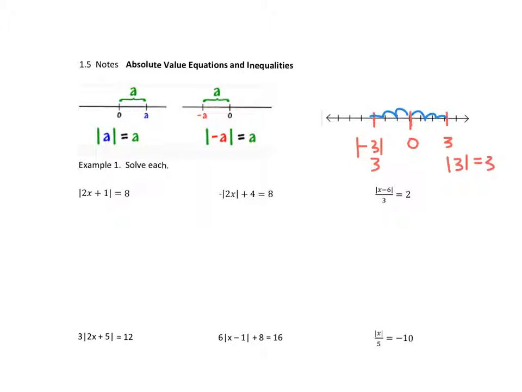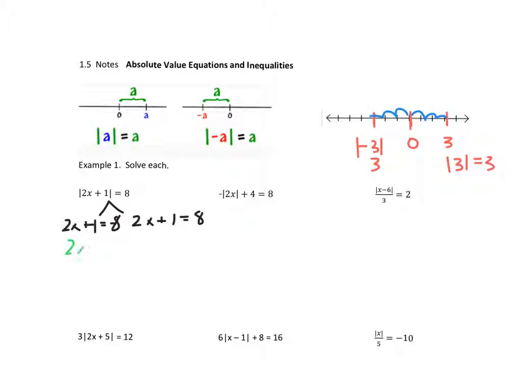So when you solve an absolute value equation, what you want to do is isolate the absolute value and then break it off into two equations, because inside here could be an 8 or a -8, because the absolute value of 8 is 8 and the absolute value of -8 is 8. So at this time I already have the absolute value isolated. So I'm going to break it up into two equations: 2x plus 1 could be 8, and then 2x plus 1 could be -8.